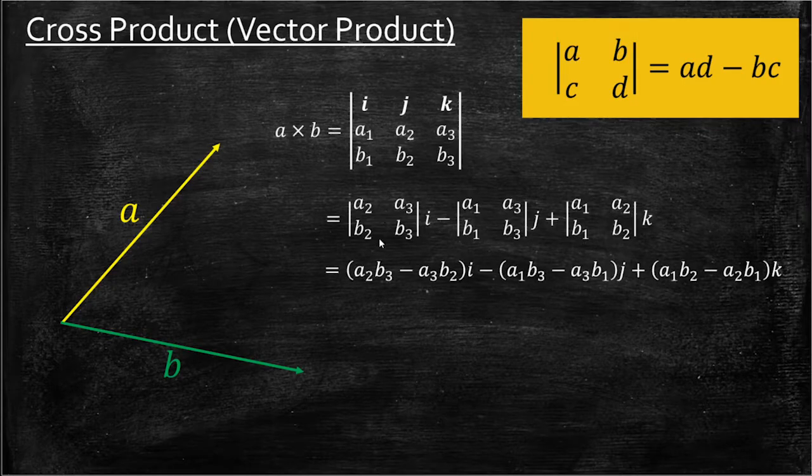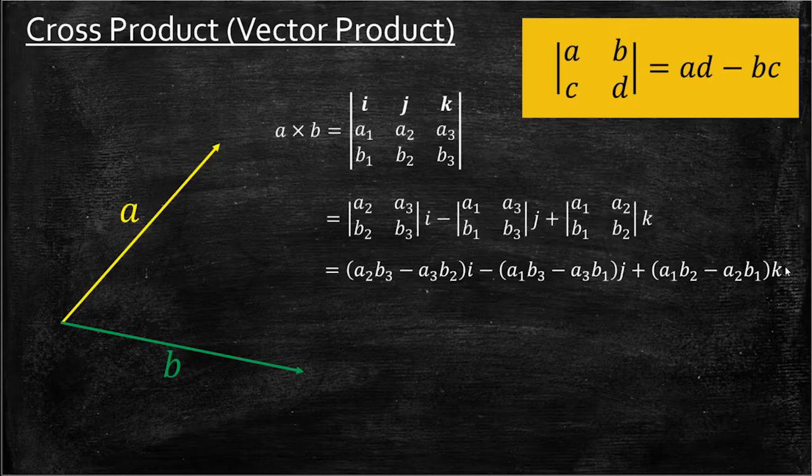What does that look like? It looks like this. We're going to do a2 b3, take away a3 b2. Then we're going to take away a1 b3 minus a3 b1. And then we have a1 b2, take away a2 b1 over there. And don't forget to put your i, j, and k components, where i is the x direction, j is the y direction, and k is the z direction.